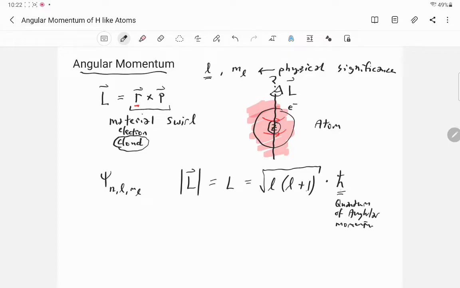Remember that the physical dimensions of Planck's constant can be understood in terms of energy times time, or in terms of distance times momentum. Because remember, there is also a Heisenberg uncertainty principle, right? That delta x times delta p is on the order of h bar.